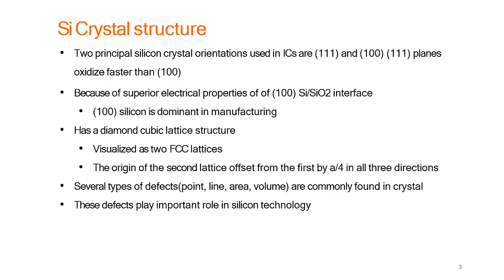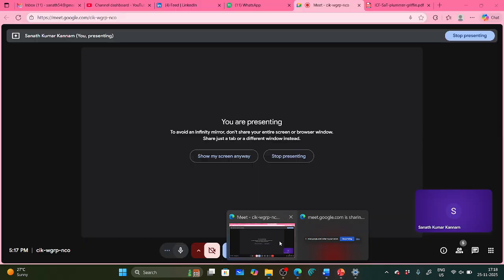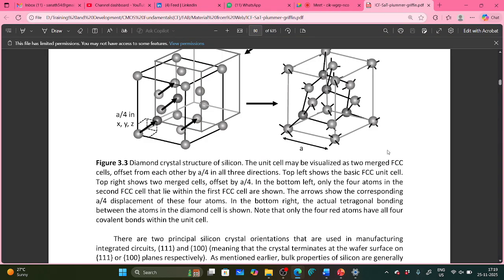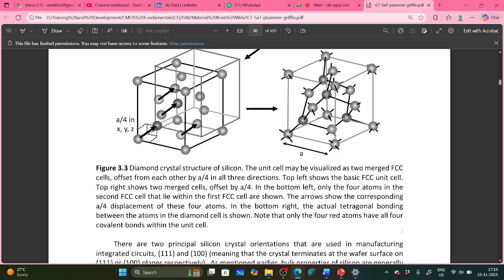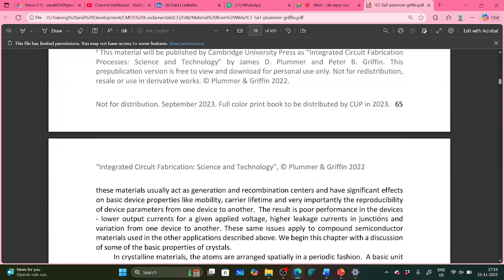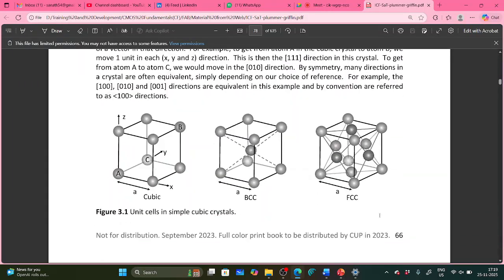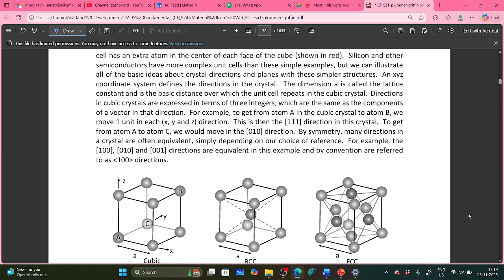Now the silicon structure, I will show you. This I took from Plummer and Deal's book, so this is their copyright. In the Plummer book, I think around page 64, is the crystal structure. Mostly the crystal structure is built from a unit cell. The unit cell of a simple cubic structure will be like a cube.